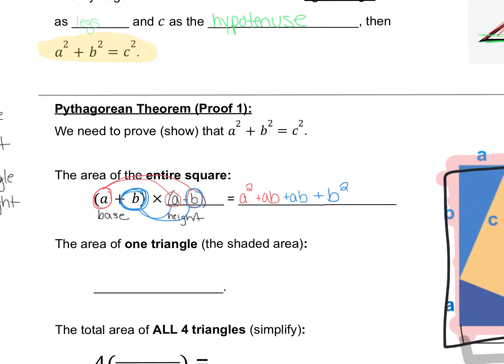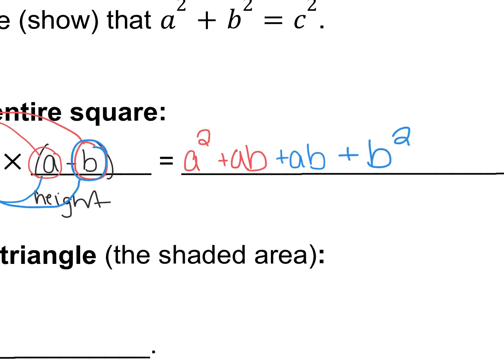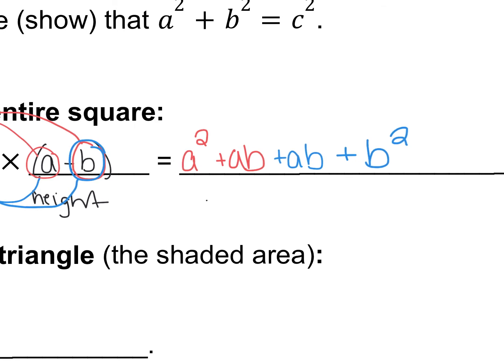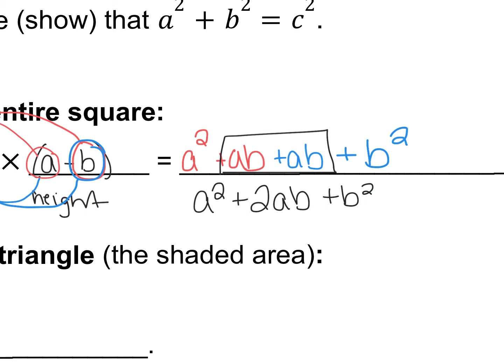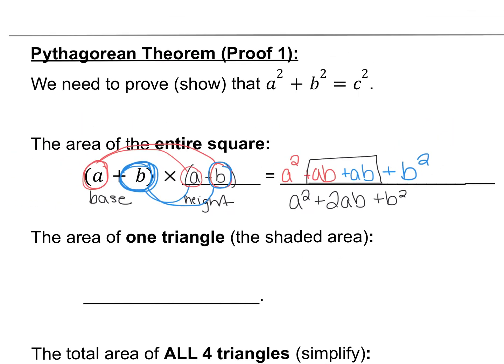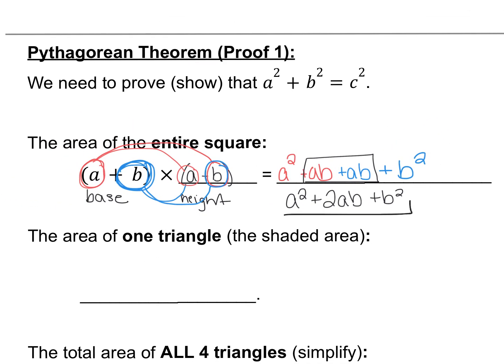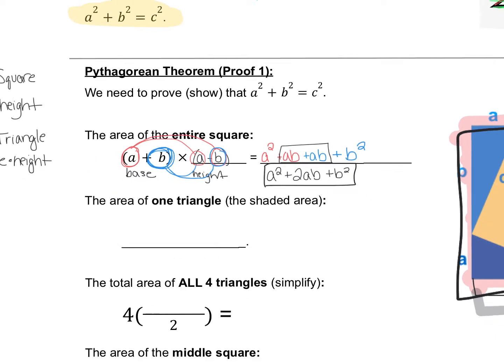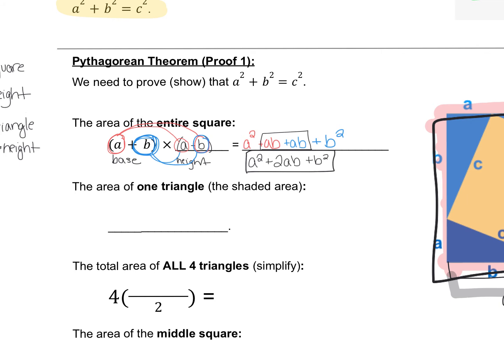Okay, and we're going to combine our like terms. So this will give us A squared. Well, these two are the same, and remember, we don't multiply them, we're adding them. So there's two of them, so it's going to be 2AB. And then I have that B squared at the end. So when it's asking me for the area of the entire square, it's going to be A squared plus 2AB plus B squared.